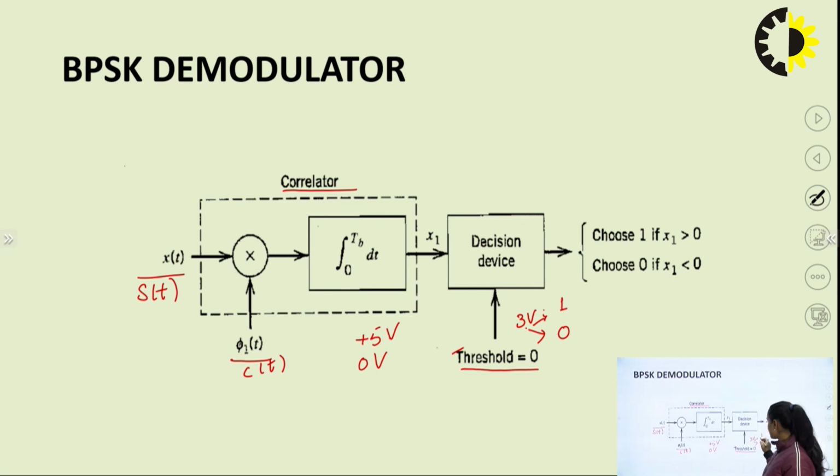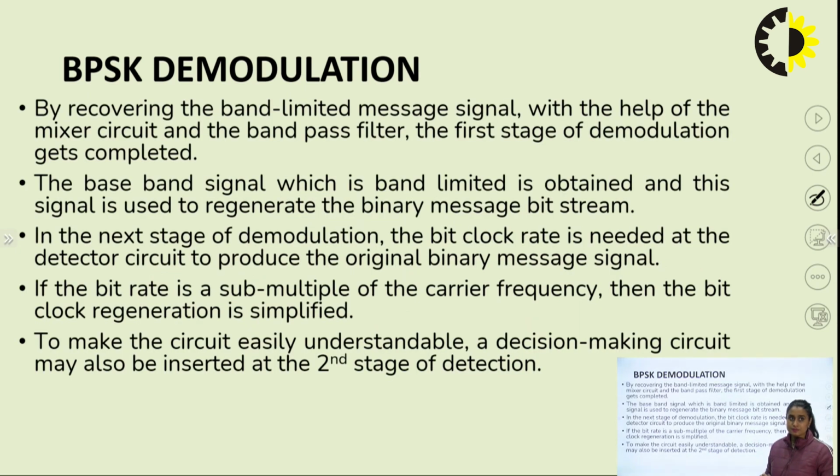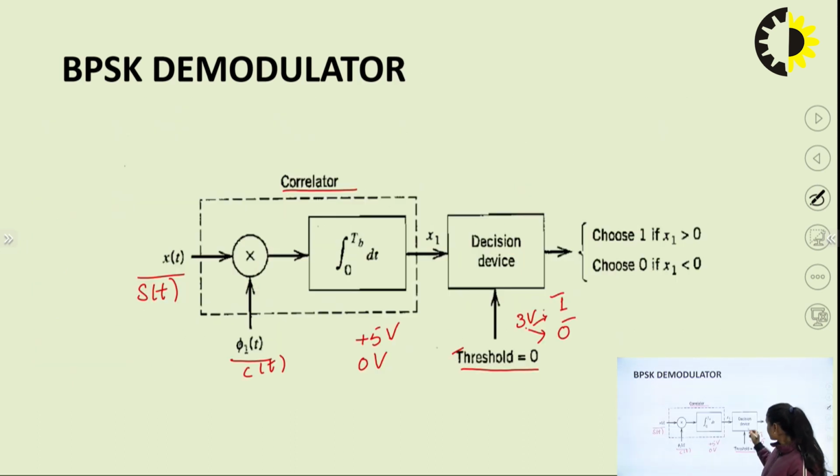Now the decision device will read the values and give its decision whether it has to be interpreted as bit 0 or bit 1. By recovering the band limited message signal with the help of a mixer circuit and bandpass filter, the first stage of the demodulation gets completed. As the baseband signal is band limited and the obtained signal is used to regenerate the binary message stream, in the next stage of demodulation, the bit clock rate is needed. When do we need the decision? We need the decision at every bit duration.